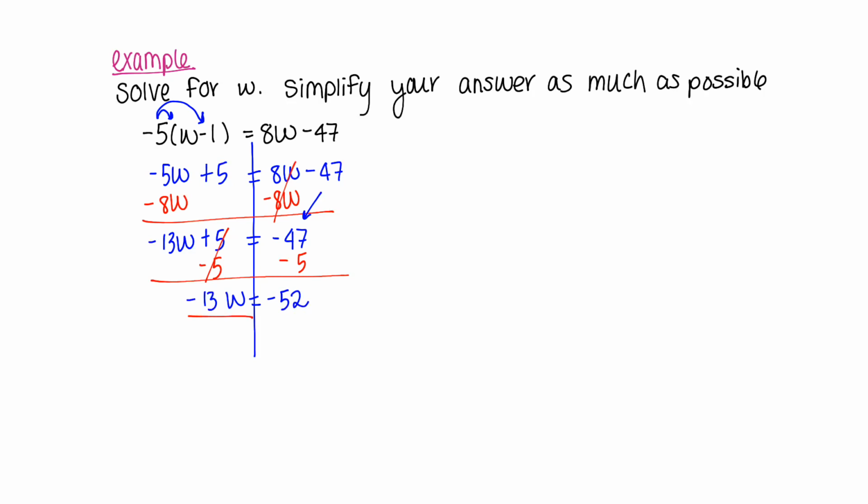Dividing both sides by negative 13 will give you your w by itself. You can do this one in your calculator. It's going to give you w equal to 4. Negative divided by negative will give you a positive, of course. And that's your answer there.